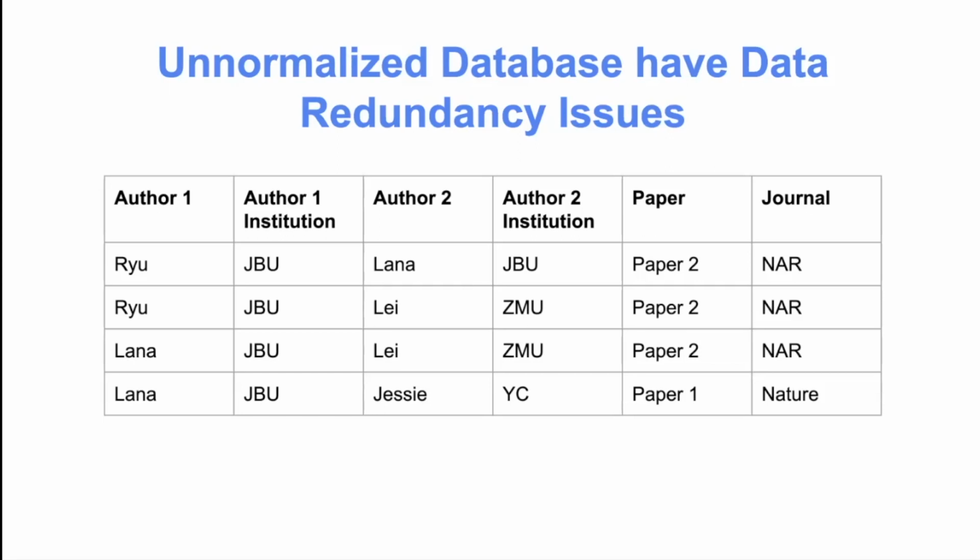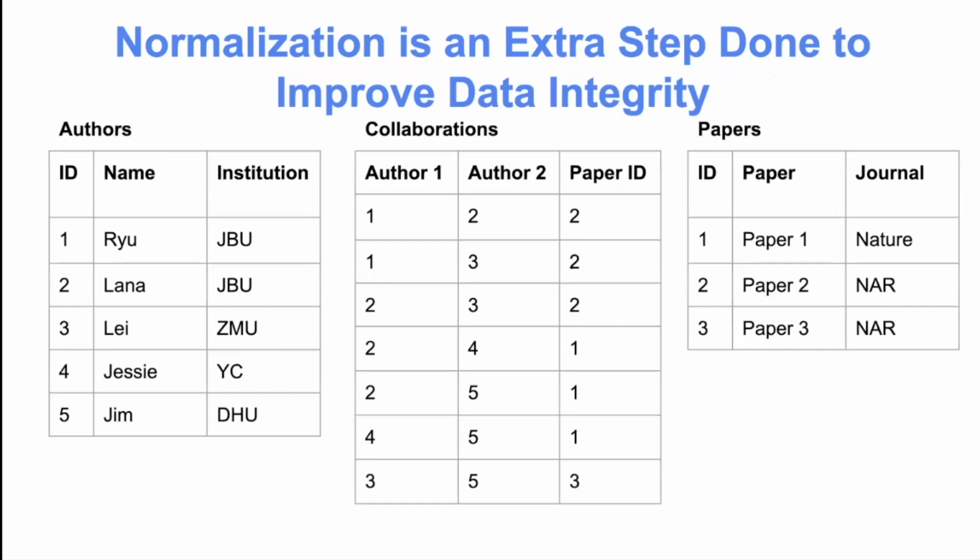And the problem here is that if this becomes big, if you have, say, the list of all authors in the world, if this table becomes really big, the size of this will become really enormous, and you just have tons of data redundancy issues. To fix this, we have this normalization step, an extra step that we do to configure our database so that it improves our data integrity and reduces those redundancies.